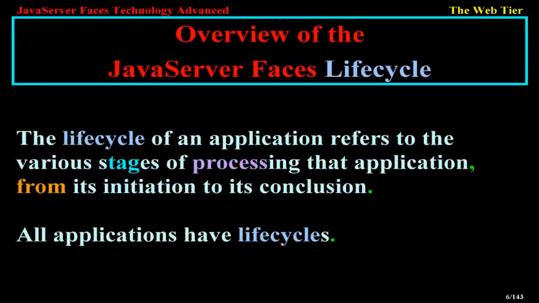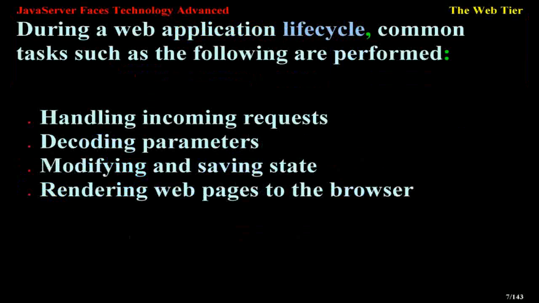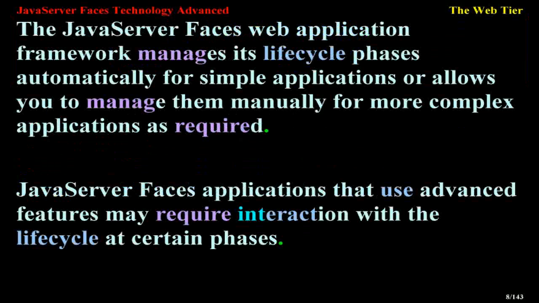The lifecycle of an application refers to the various stages of processing that application, from its initiation to its conclusion. All applications have lifecycles. During a web application lifecycle, common tasks such as the following are performed: handling incoming requests, decoding parameters, modifying and saving state, rendering web pages to the browser. The JavaServer Faces web application framework manages its lifecycle phases automatically for simple applications or allows you to manage them manually for more complex applications as required.